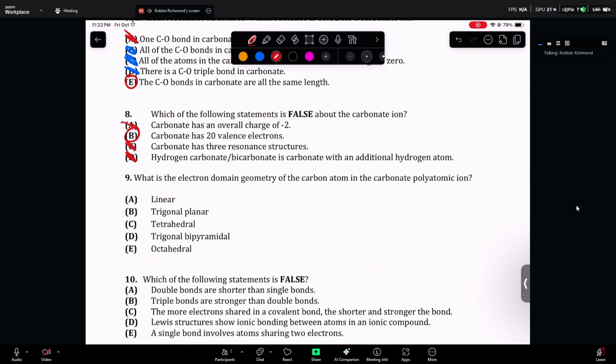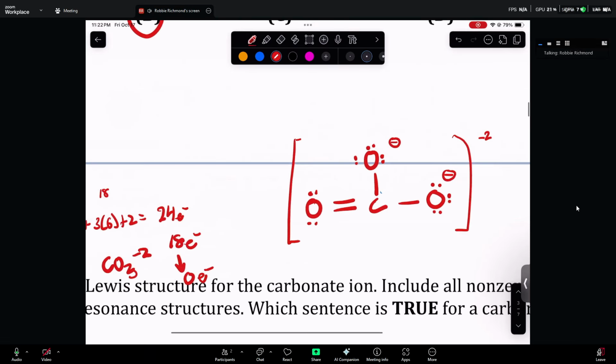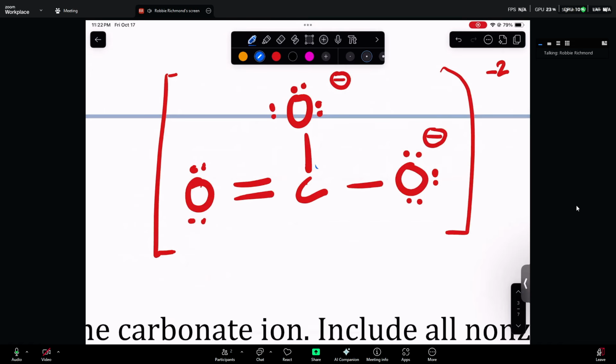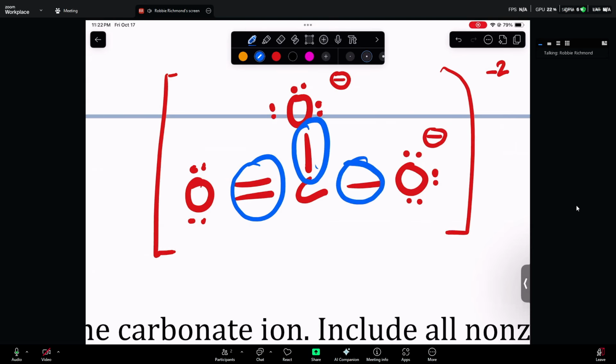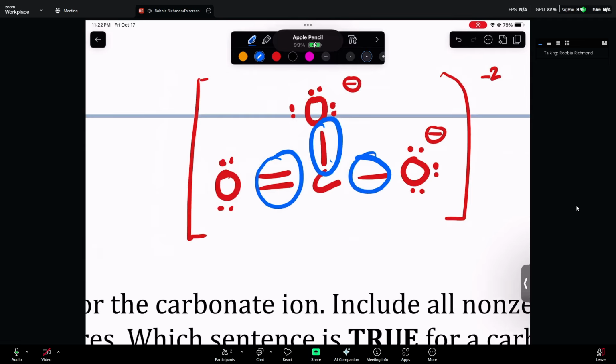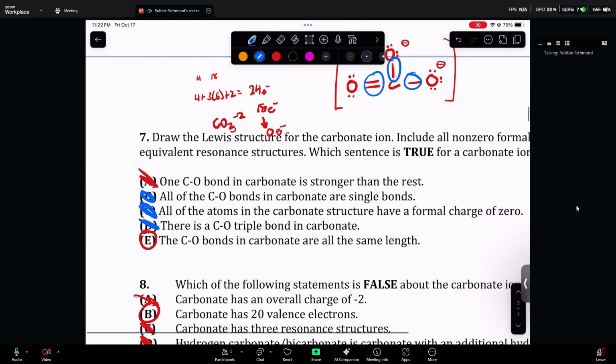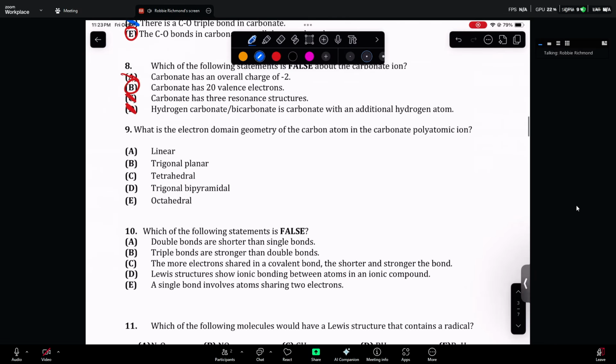Alrighty. Question 9, which electron domain is the carbon atom in the carbonate polyatomic ion? So if we look at this, remember, doesn't matter what kind of bond it is, as long as it's a bond, doesn't matter if it's single, double, or triple, it counts as an electron domain. And since we have 3 bonds, I don't see any lone pairs. 3 electron domains is consistent with trigonal planar electron geometry.